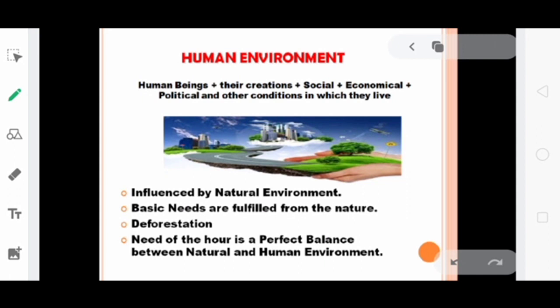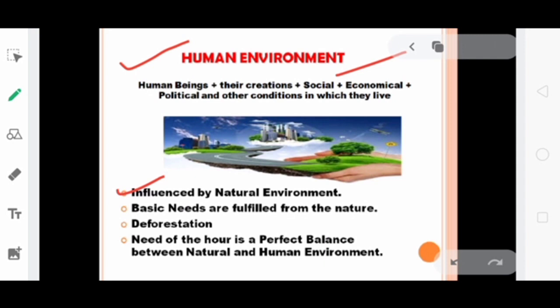Next, we will move on to human environment. Human beings plus their creations, social, economical, political and other conditions in which they live make up the human environment. Human beings interact with the environment and modify it according to their need. Early humans adapted themselves to the natural surroundings. This human environment is influenced by natural environment.